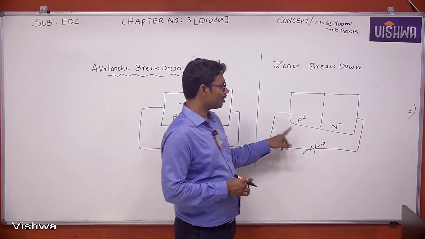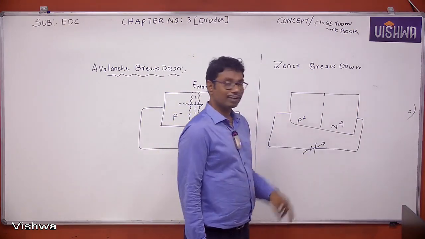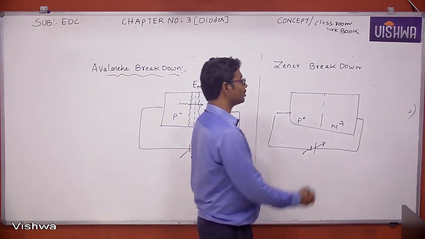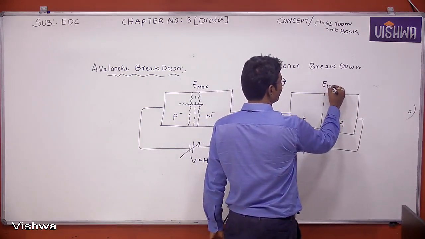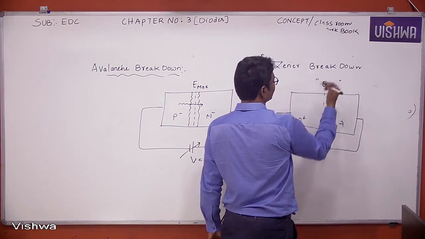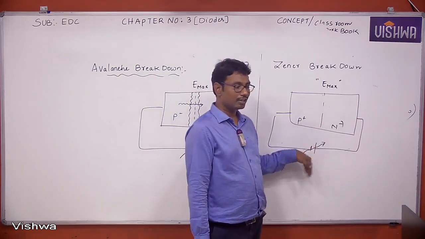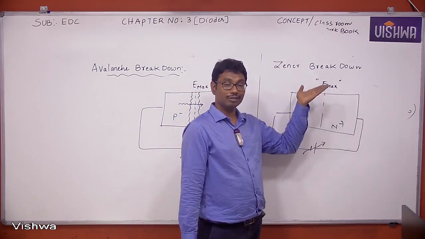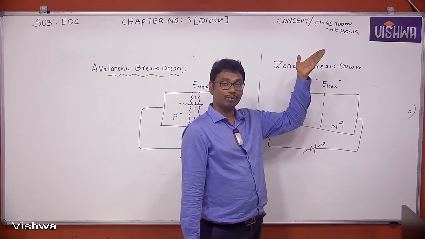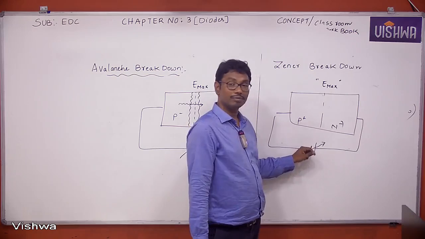Why is it small and medium reverse voltage actually? Because of heavy doping. In case of heavy doping, the electric field is maximum here. If you apply a high reverse voltage, now the electric field is already maximum, so this maximum electric field becomes a very strong electric field. What happens? The diode may get damaged. That's why we apply small and medium reverse voltage.